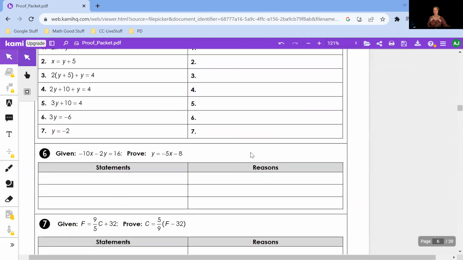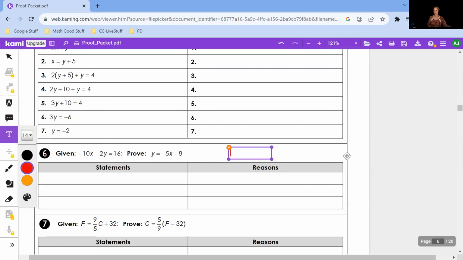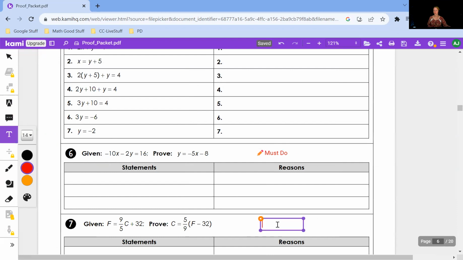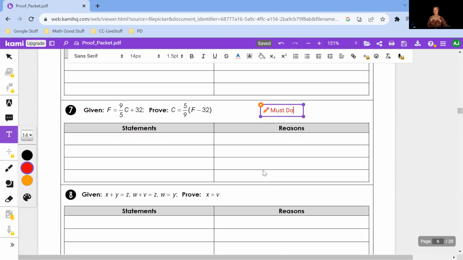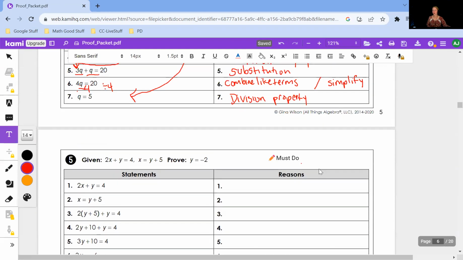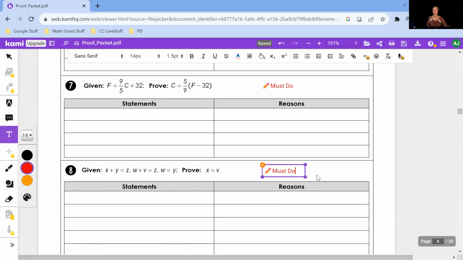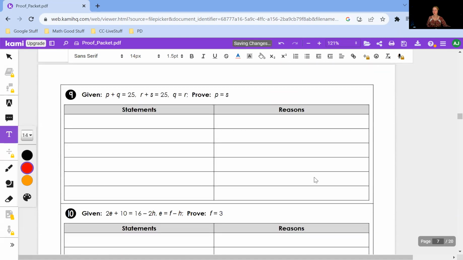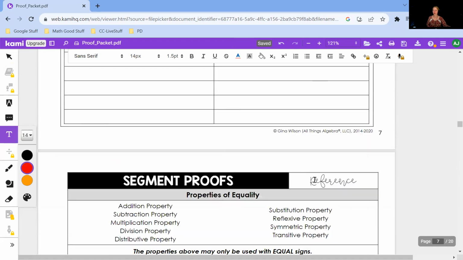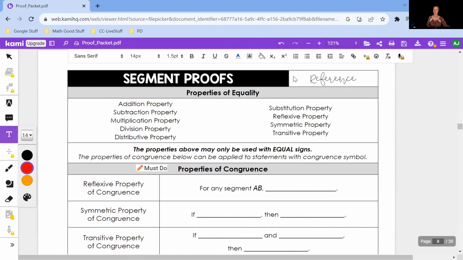Okay. You must do this one. You must do this one. And you must do this one. So those are 1, 2, 3, 4 that you must do. And then you have a few more optional ones. And then I will meet you back here for segment proofs.